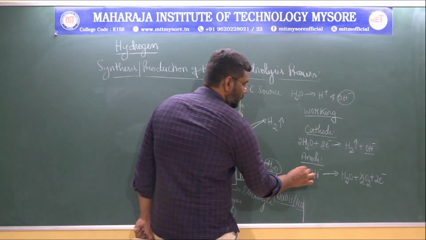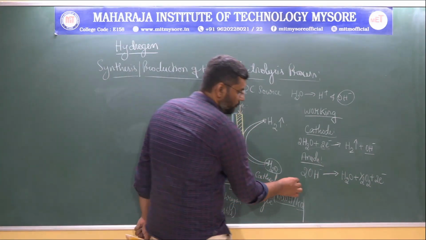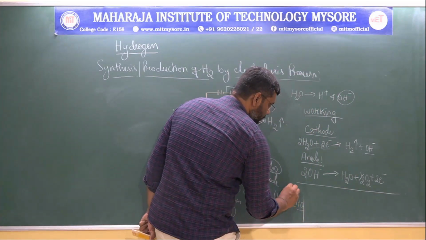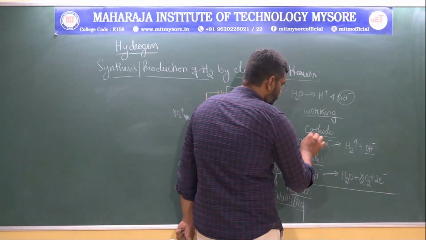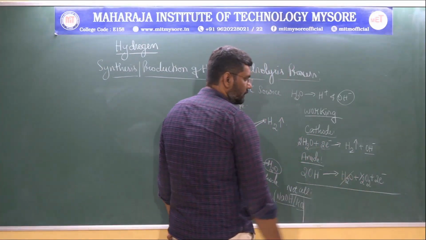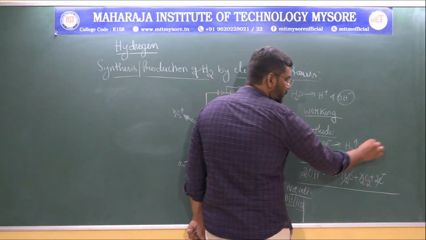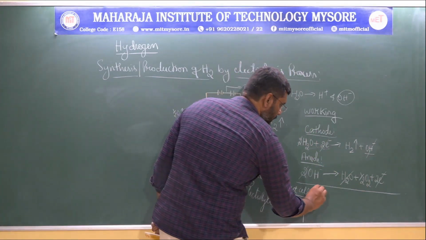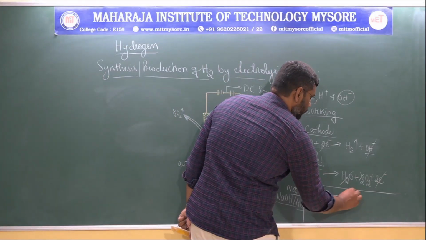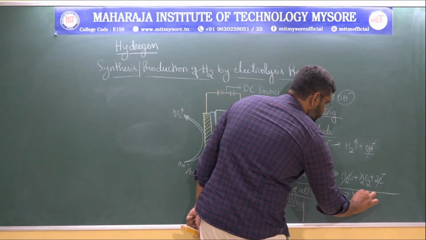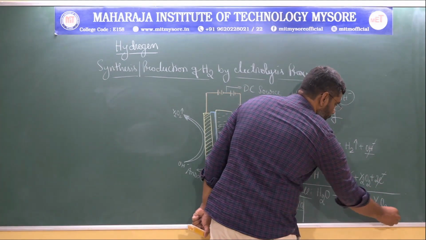If you balance the equation, it will be 2 OH minus. Now if you write the net cell reaction, what happens? One water molecule gets cancelled, 2 electrons get cancelled, and OH minus ions get cancelled. So the net cell reaction will be: water molecule leads to formation of hydrogen H2 plus half O2.